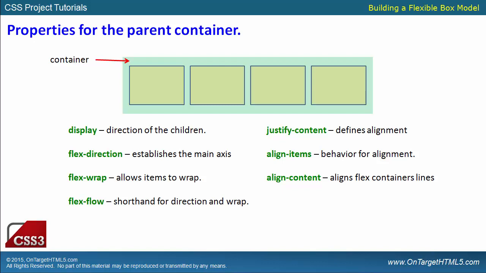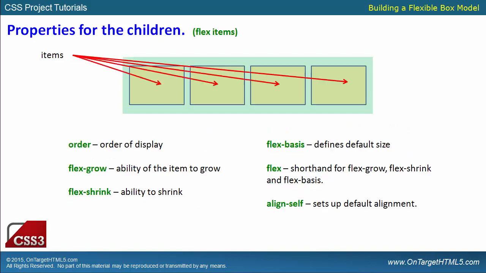So the properties that we're going to be concerned with for the parent container, which is the Flex container, are display, Flex direction, Flex wrap, Flex flow, justify content, align items, and align content. These are all the properties that pertain to the Flex container, the parent container for our Flex flow.